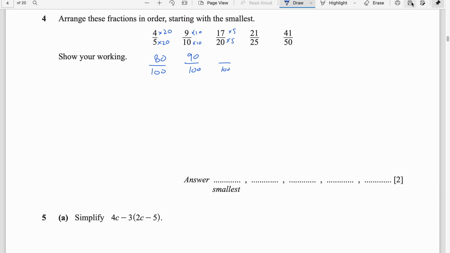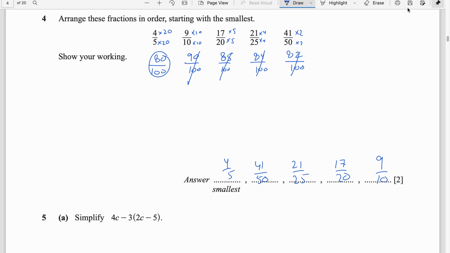17 times 5 is 85. And times 4, this is 100, and 84 times 2, this is 82. Now you can clearly see the smallest number is 80, so we copy 4 by 5. After 80 we have 82, so that is 41 by 50. After 82 there's 84, 21 by 25, and then 85, 17 by 20, and the last one 9 by 10.